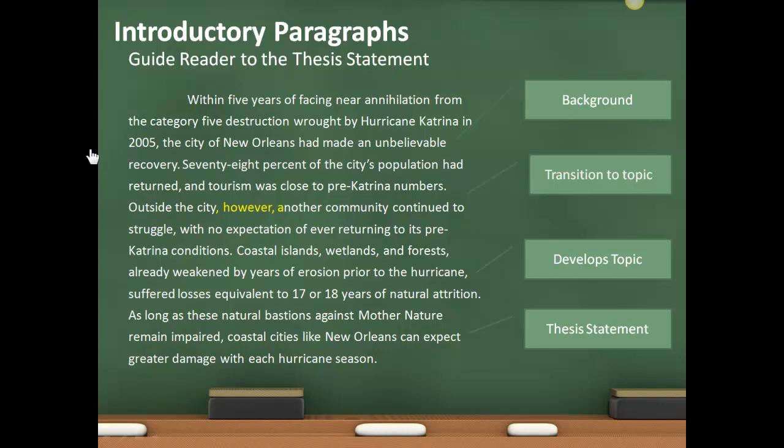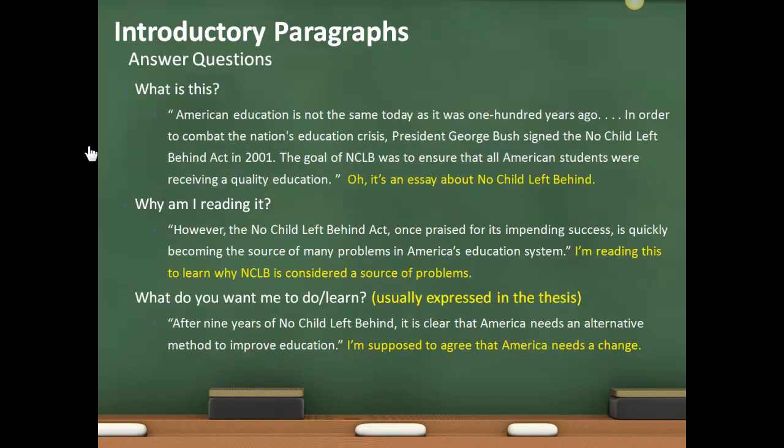And so if I have done these steps correctly, if I've gotten the reader's attention, given background, developed their interest, established rapport, walked them toward my thesis statement, then I will have answered the important questions. All right, and these examples come from an essay about No Child Left Behind. Okay, if the introduction is effective, it's answered the question, what is this about? Okay, we see an opening, a couple of opening sentences in the introduction.